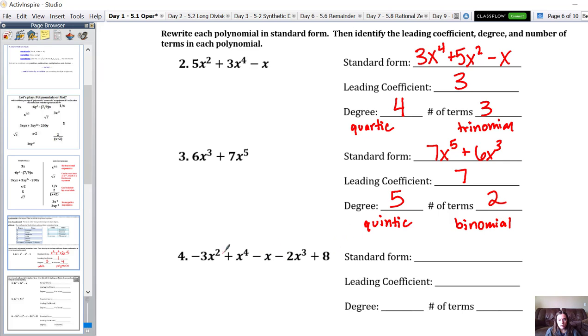Finally, putting it in standard form, the highest degree I see is x to the 4th. Then we have minus 2x cubed minus 3x squared minus x plus 8. Leading coefficient is 1, degree is 4, so we have another quartic. And there are 1, 2, 3, 4, 5 terms, so it is a polynomial, a quartic polynomial.